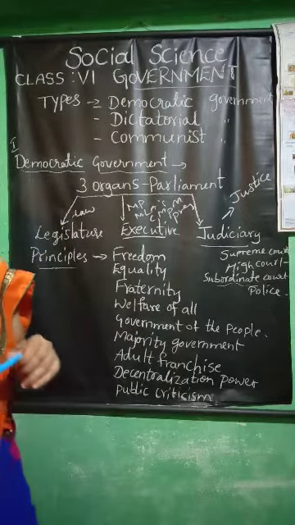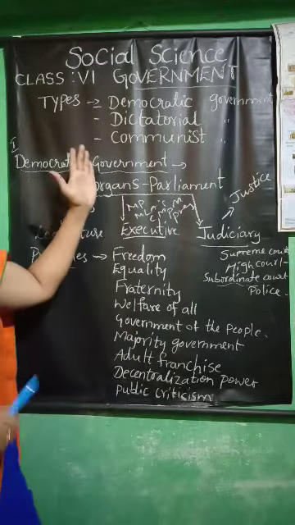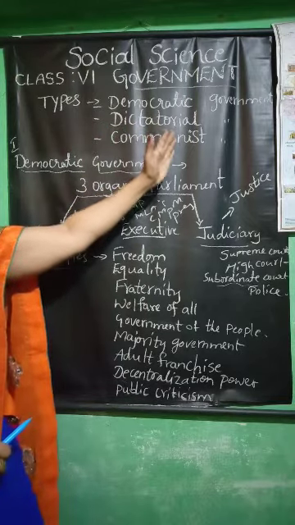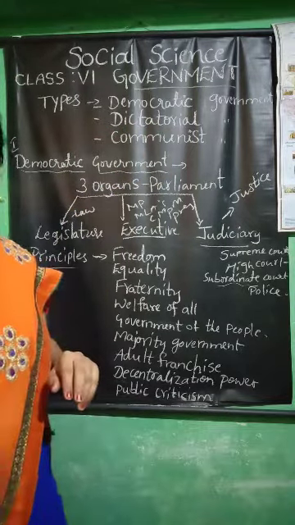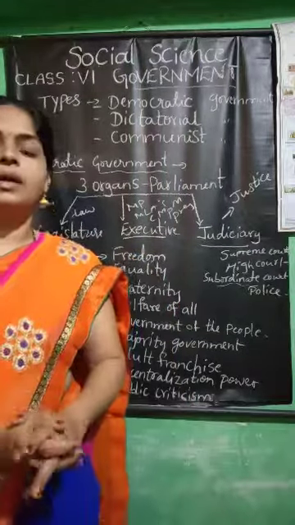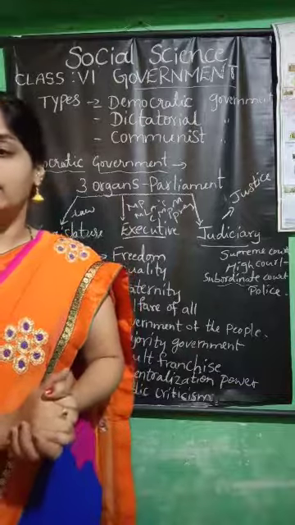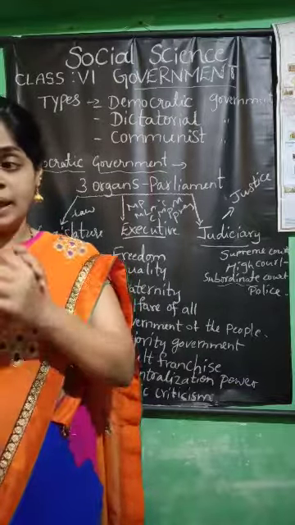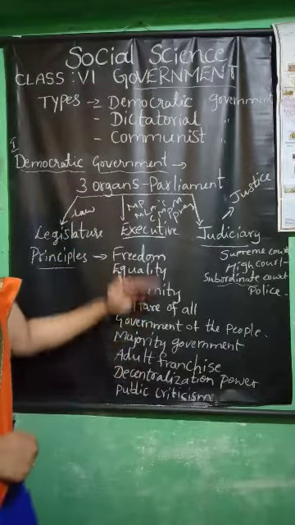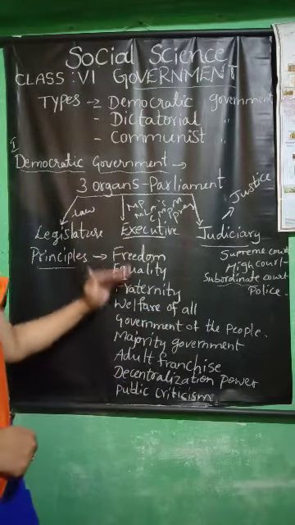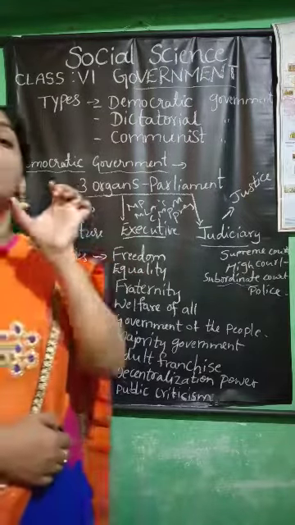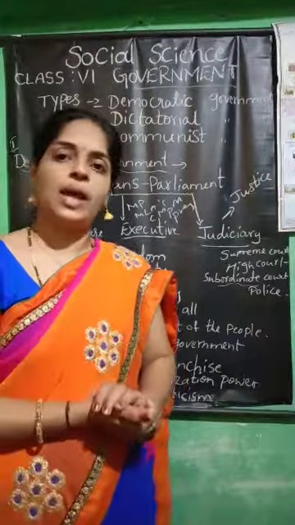All this comes under democratic government. Okay children, tomorrow or next class we will learn more about dictatorial and communist government. Until then, go through the lesson, read this, and write the homework on the fundamental principles of democracy. Whatever principles of the democratic government I have explained, you have to write in your homework and send it to me, children. Okay, thank you.